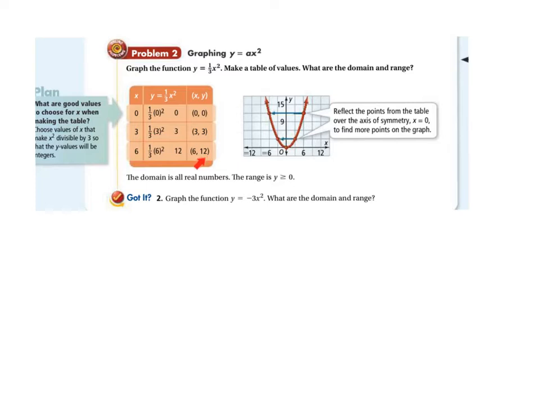Now here's the great thing. This one reflects across, so its line of symmetry here is the y-axis. So it's easy just to go ahead and flip those points on both sides. Right, so I graph that (0, 0), that's the minimum. Graph my (3, 3). I'm also going to graph (-3, 3), right? That's the symmetry piece. I graph my (6, 12). Also going to graph (-6, 12).